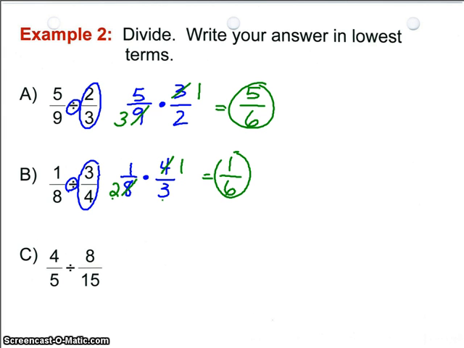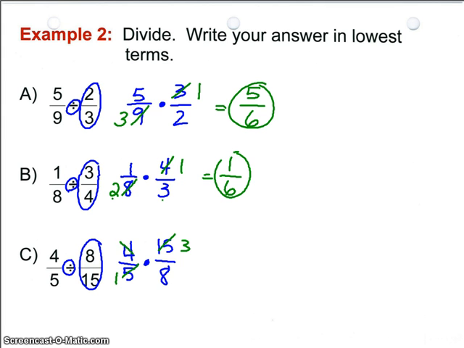Okay, and letter C. Again, nothing to the first fraction. Instead of dividing, we multiply by the reciprocal of the second fraction. If I flip this, I get 15 on top and 8 on the bottom. I'm going to look for some numbers that can be canceled out or simplified here. Both 5 and 15 are divisible by 5, so 5 divided by 5 is 1. 15 divided by 5 is 3.